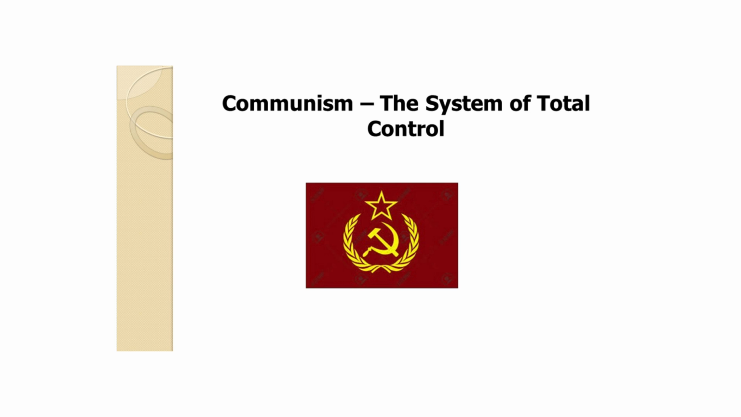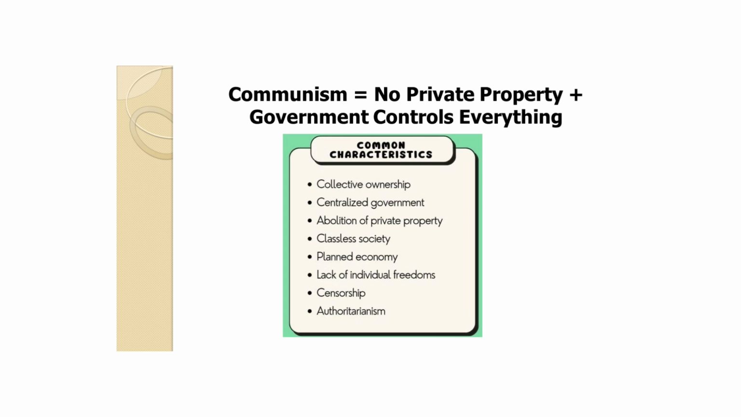And if we talk about the characteristics of communism, they can be defined in terms of no private property and increased government control over everything. And it is also defined in the creation of a classless society, lack of individual freedom, censorship, authoritarianism, and collective ownership. So, the purpose of communism is to have strong state control such that the government controls the economy and the individual life as well. So, in this way, we see that communism talks more about authority over the lives of the citizens.